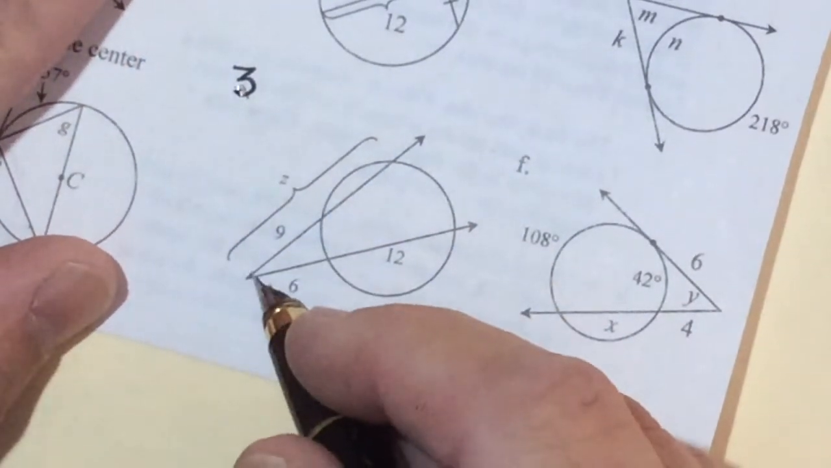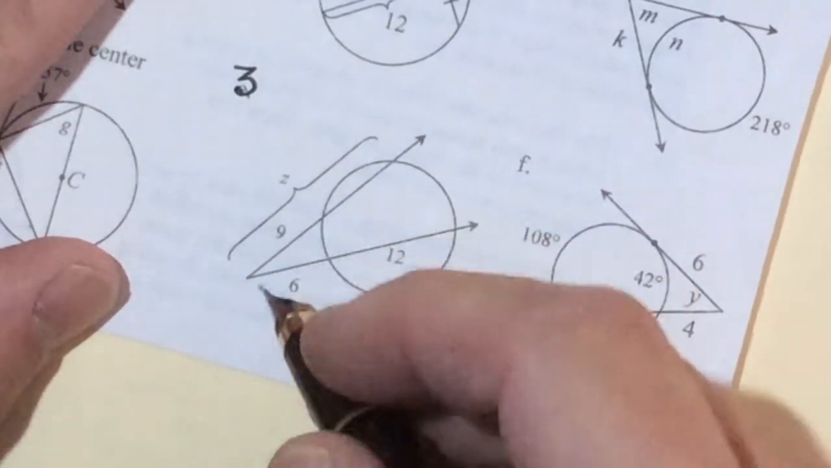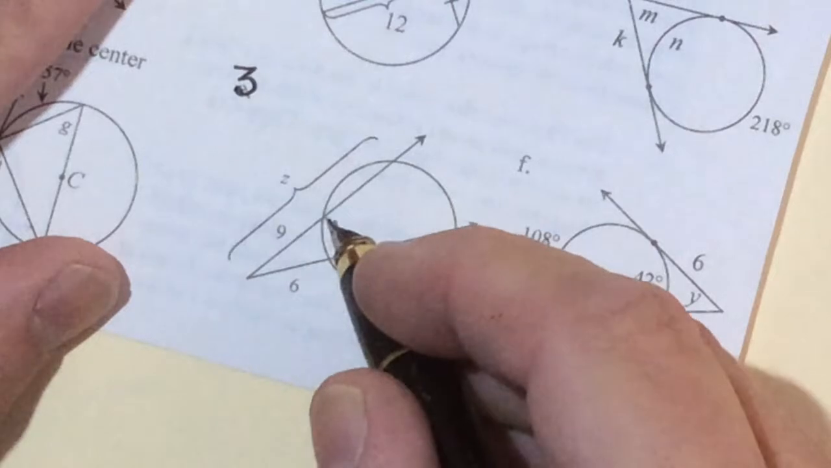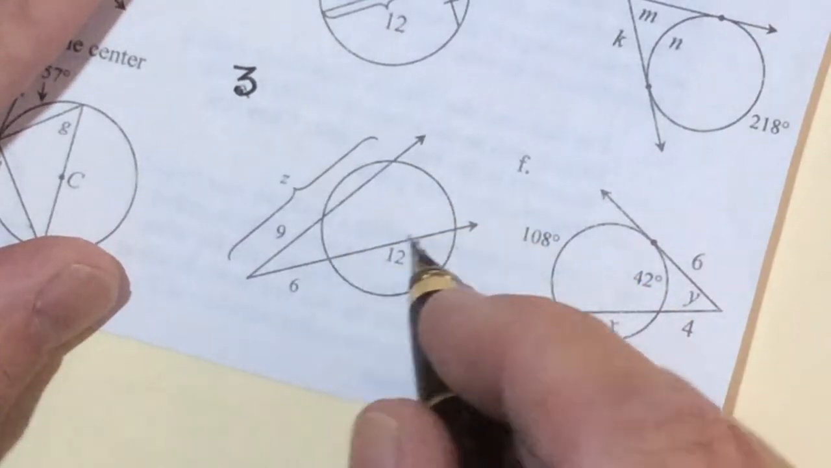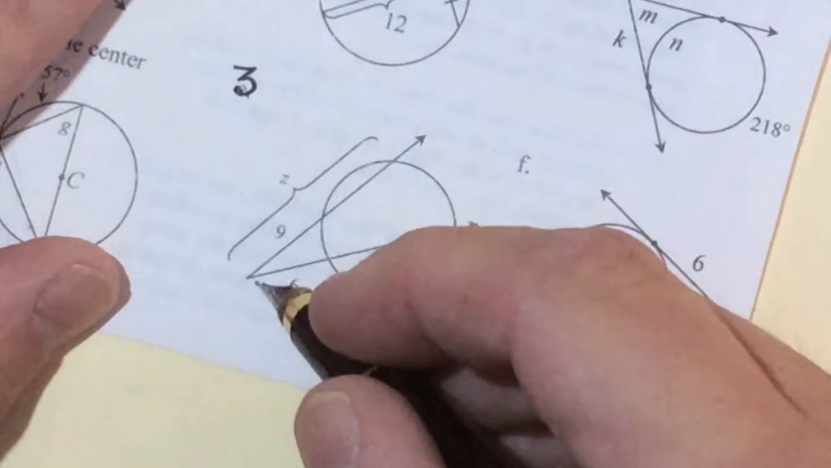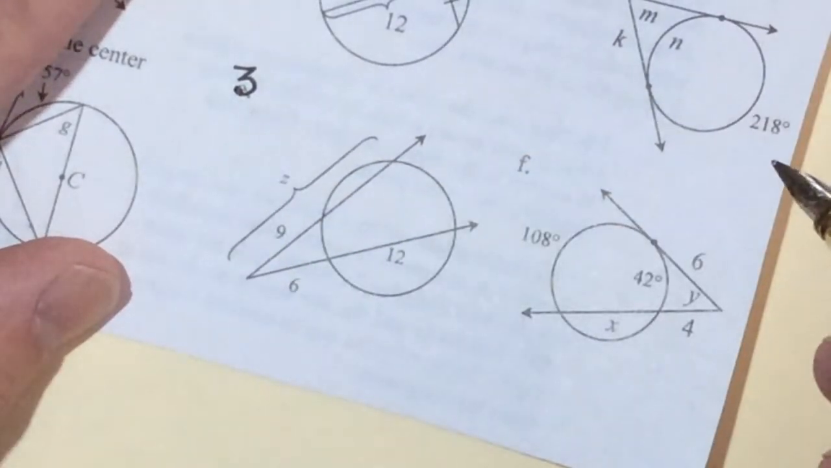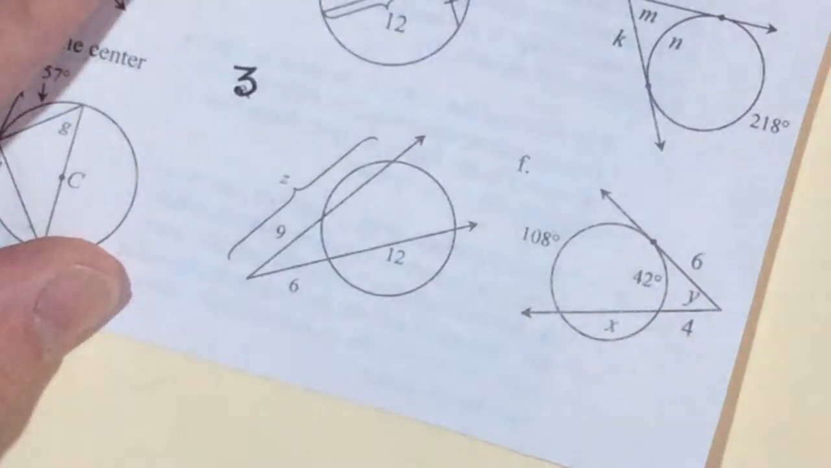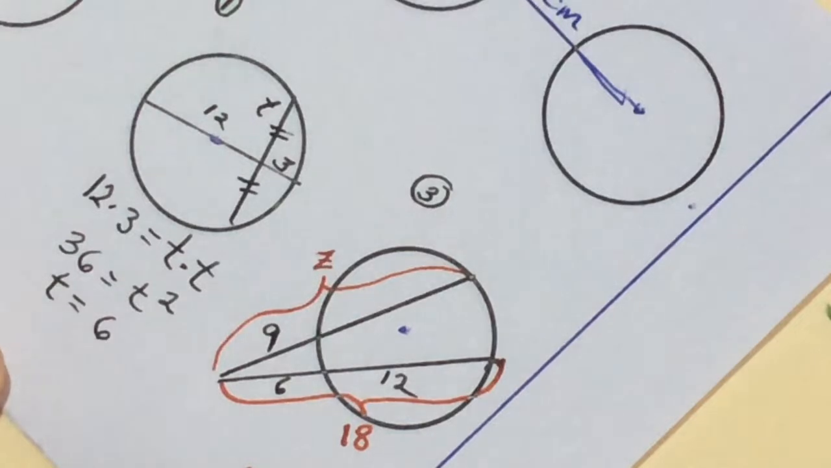These are two secant lines that intersect outside the circle. You're told that this is equal to 9, this is equal to 6, this is equal to 12, and this whole thing from here to here is equal to z. And you're being asked to find z. Okay, let's take a look at this one.